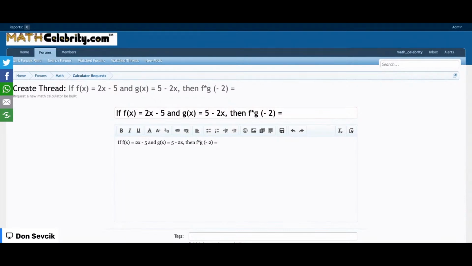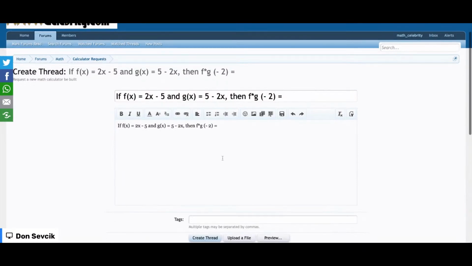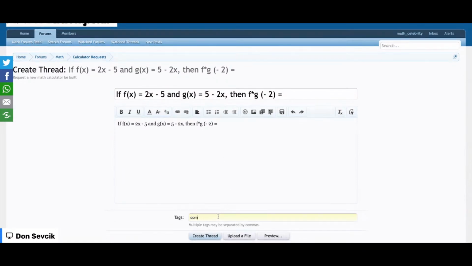So the problem reads if f of x equals 2x minus 5 and g of x equals 5 minus 2x, and f times g of negative 2 equals, well, the first thing we want is f times g of x equals f of x times g of x.